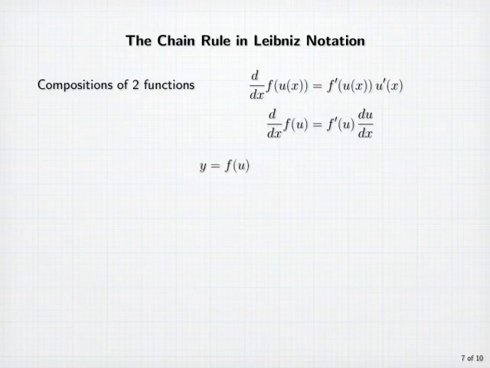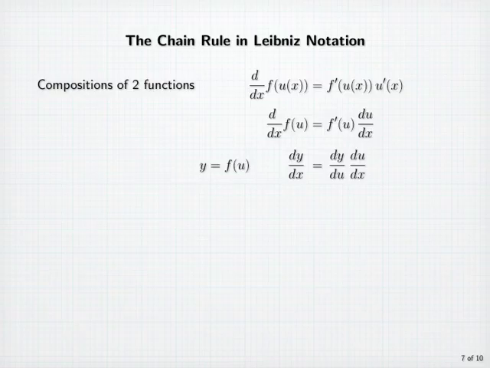Now if we define the dependent variable y to be f of u, then we can write the left-hand side of the equation above as dy dx. So dy dx equals f prime of u, which is the same as dy du, times du dx. So the chain rule takes a very interesting form here.